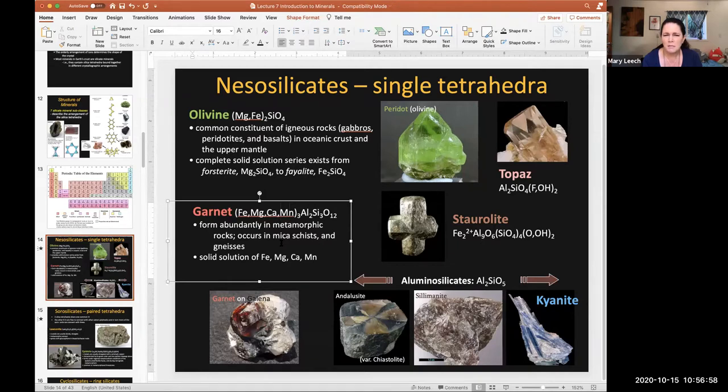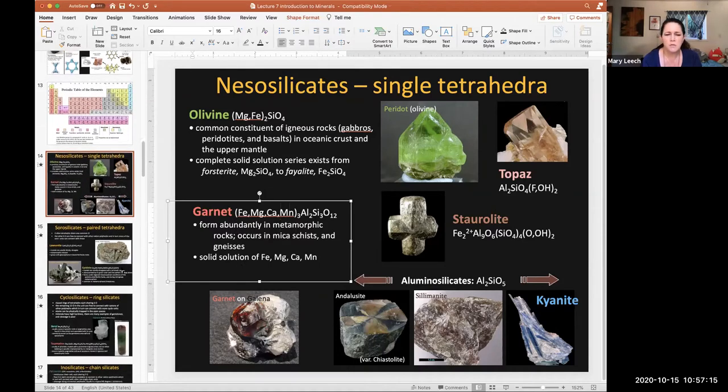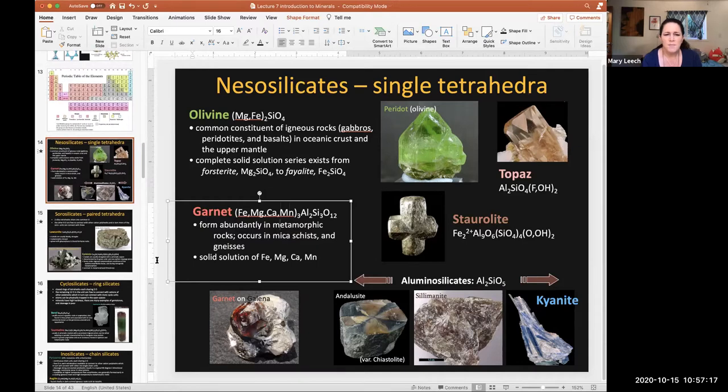Does that make kind of sense? So the silicate part of these minerals controls the structure, and that's the negative part, the anion. The positively charged cations from the left-hand side of the periodic table control the chemistry. Okay, so solid solution there. There's a solid solution in olivine between iron and magnesium.